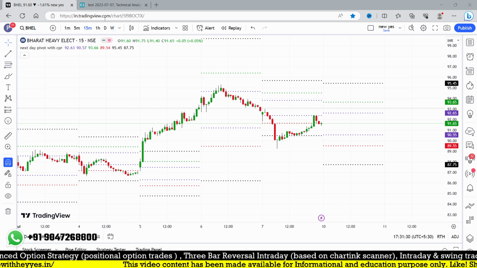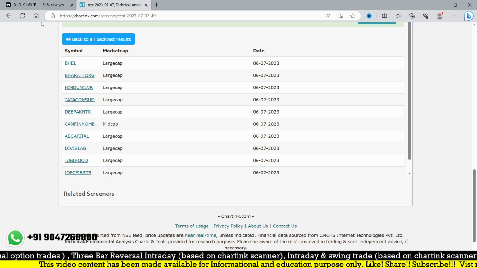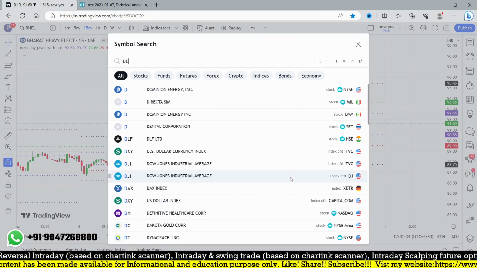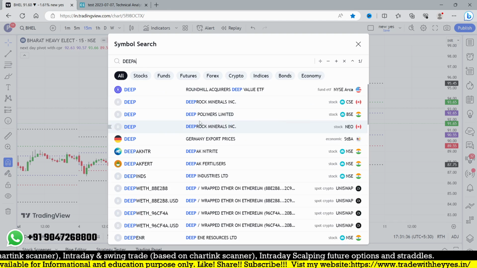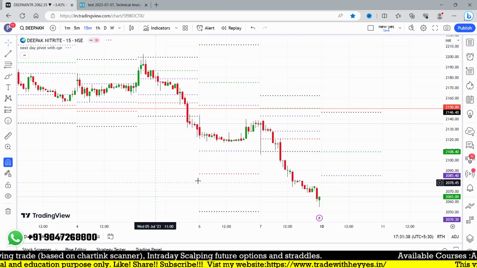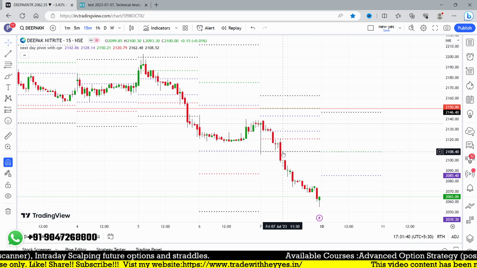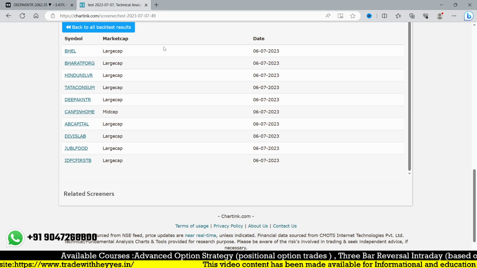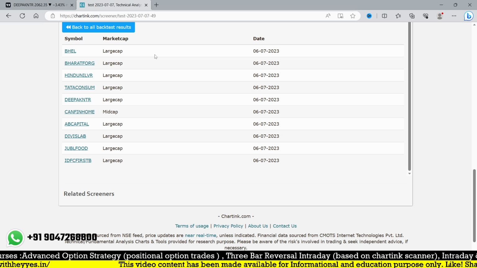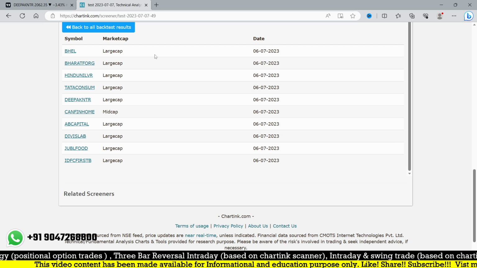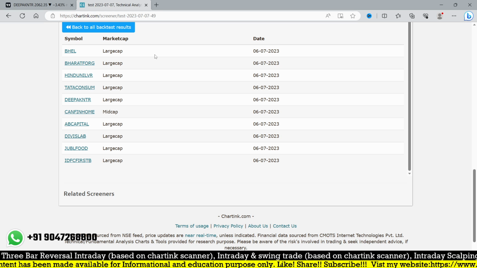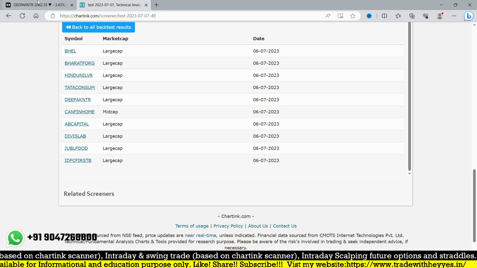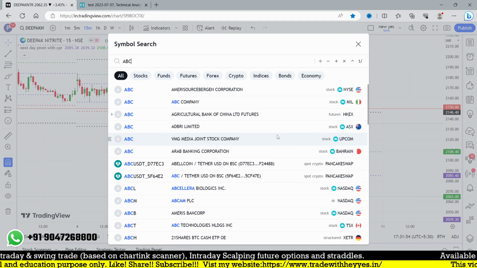Okay, no problem. Some other stocks which we got: CAN FIN HOMES, Deepak Nitrite. Oh, we got it. This one gave such a big move. Instead of that, we are filtering out bigger stocks from that list. So the previous day should be very narrow, and today it breaks either R5 or S5. That should be a good opportunity. And Divis Lab, AB Capital.